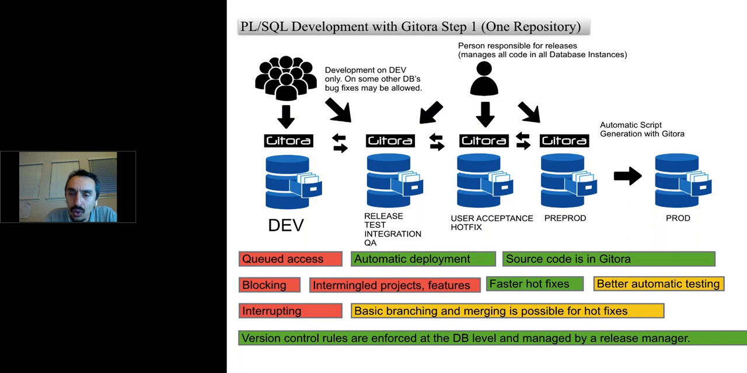Rudy has a question. Why is there no Gitora on prod? Good question. There is no need. Because, well, traditionally, even in the most advanced continuous delivery methods, people tend to be careful and do the final delivery manually. I mean, I'm not saying it can't be automatic, but it's usually manual.